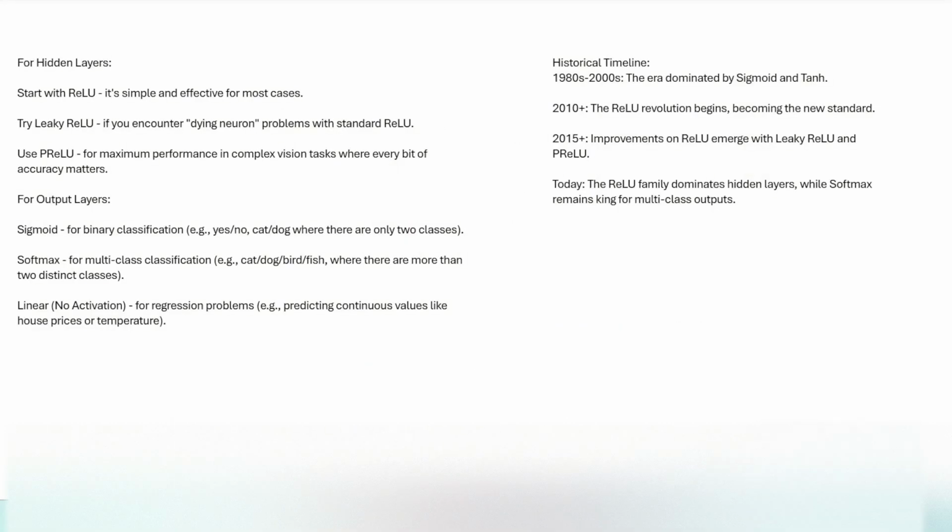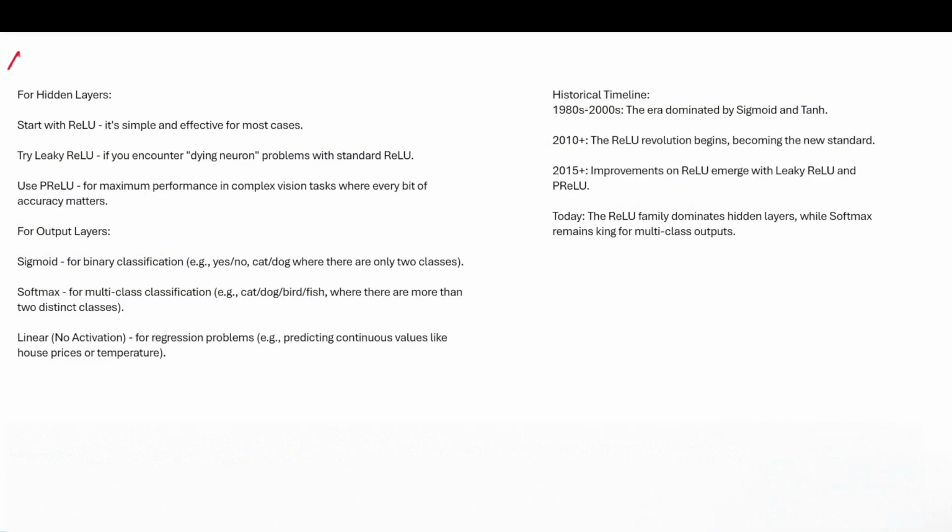Alright, decision time. Here's my practical guide. For hidden layers, start with ReLU and you can choose any of the ReLU family based on your use case. For the output layer, it's simple. Binary classification like spam or not spam: use sigmoid. Multi-class classification like cat, dog, bird, fish: use softmax. Regression like prediction of house prices over time: use no activation function, just a linear output. And here is the historical timeline of activation functions.